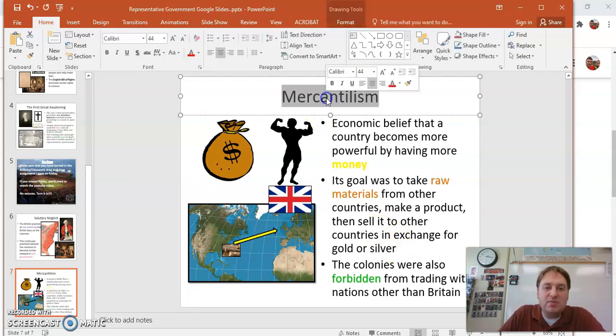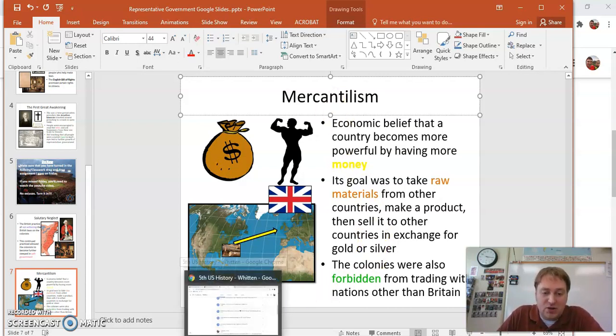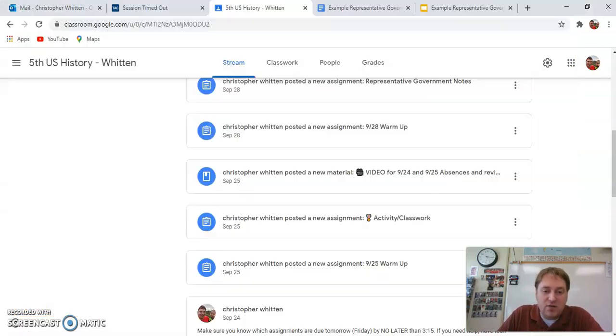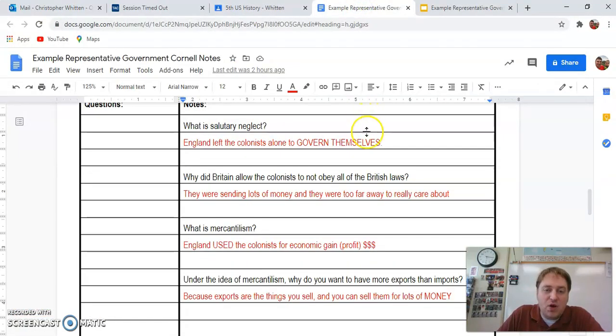So with mercantilism, that's a long word, but if you just know a 4-letter word, used, then you're good to go. England used the colonies for economic gain, and that's it. That's all you really need to know. They used the colonies for economic gain. So, examples of representative government.